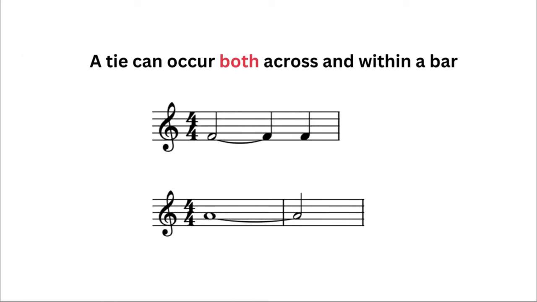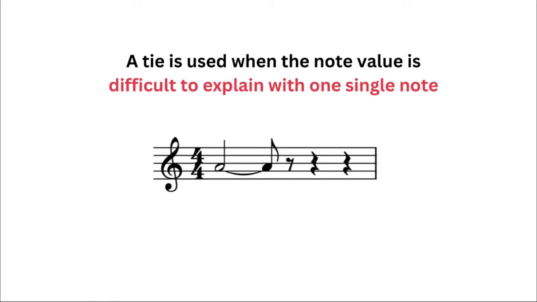A tie note can occur both across and within a bar. When it is difficult to explain certain note value with one single note, tie note can be used. Take a look at this example. The note value is difficult to explain with one single note, so we use a tie to notate it. Both notes merge together as 2.5 beats long.